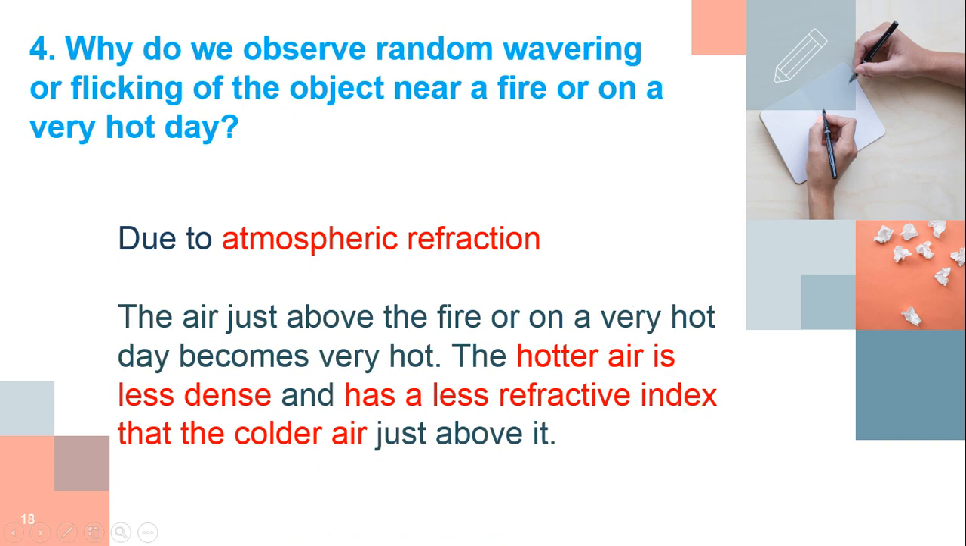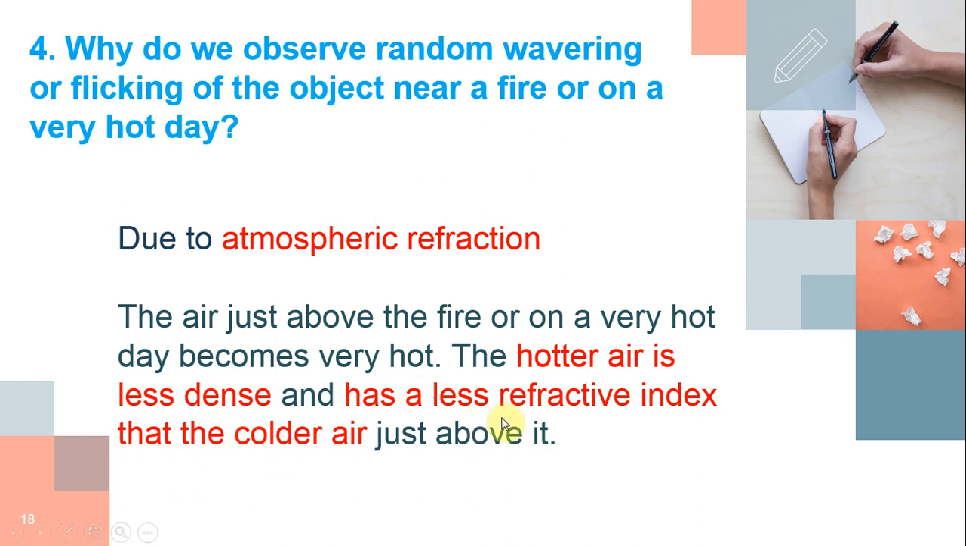So next question. Why do we observe random wavering or flickering of the objects near a fire or on a very hot day on the road? That means mirage. So this is due to atmospheric refraction. The air just above the fire on a very hot day becomes very hot. So the hot air is lightweight and cold air is denser. So it has more weight compared to hot air. So the hot air goes up, the cooler air comes down.